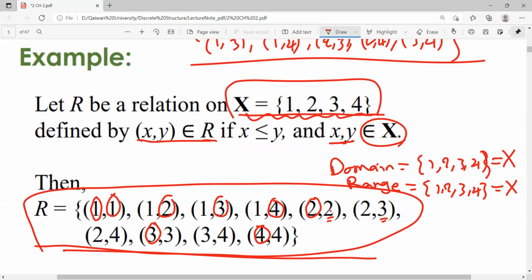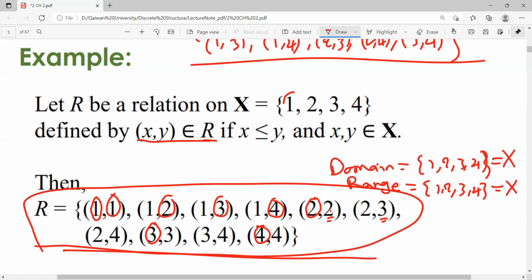X must be less than or equal to y. Pick one by one, for example 1 and 1. Can I say 1 is less than or equal to 1? Yes, so it's in R. How about 1 and 2? Can I say 1 is less than or equal to 2? The first one must be less than or equal to the second one. That's why it's also in R.